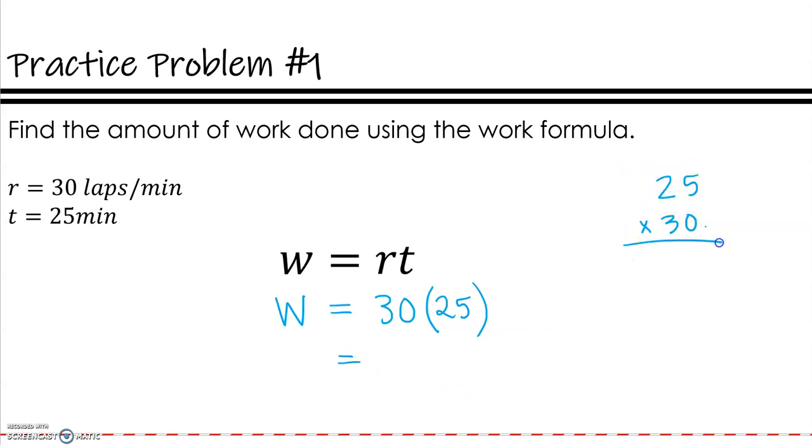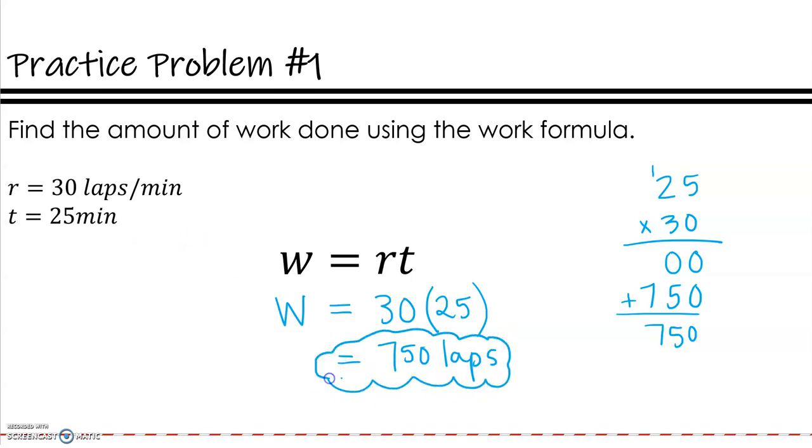And we're going to multiply those numbers together. And 3 times 5 is 15. And that's 750. So 750 laps in 25 minutes would be the amount of work that was completed.